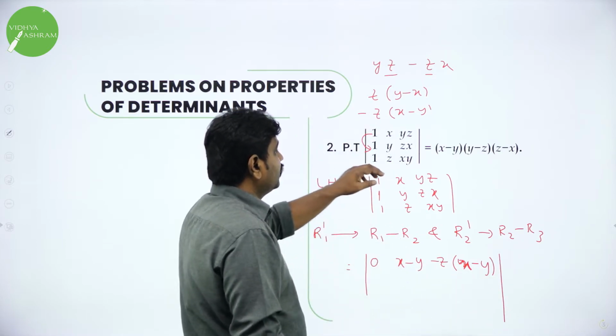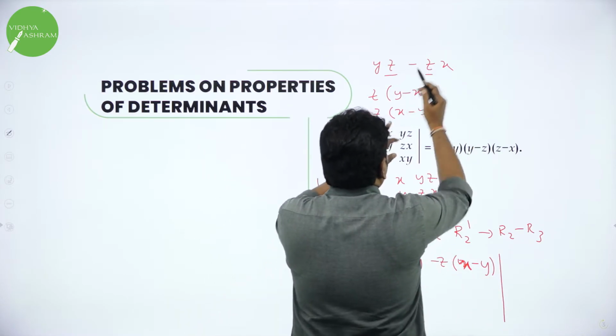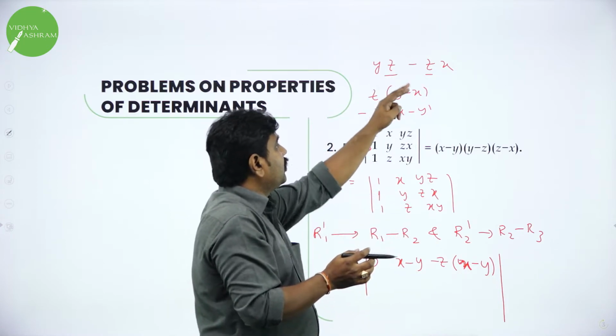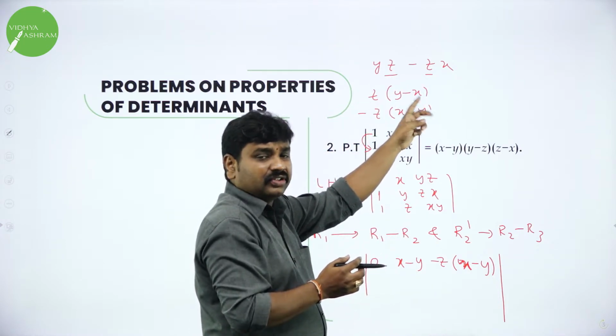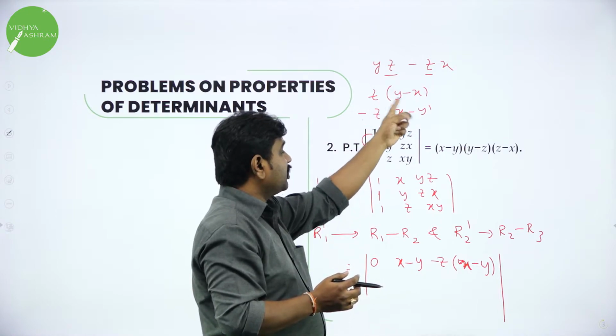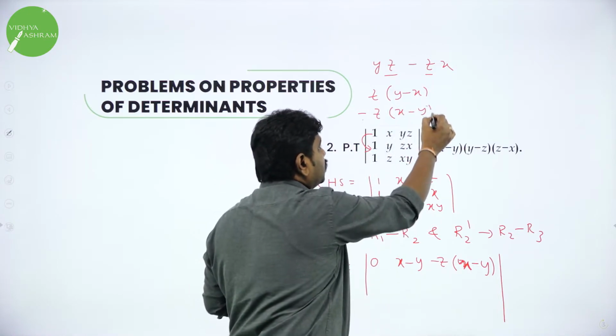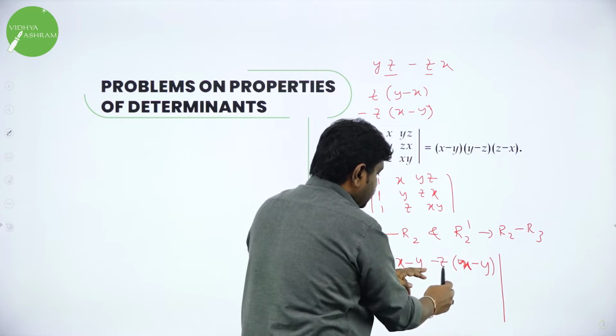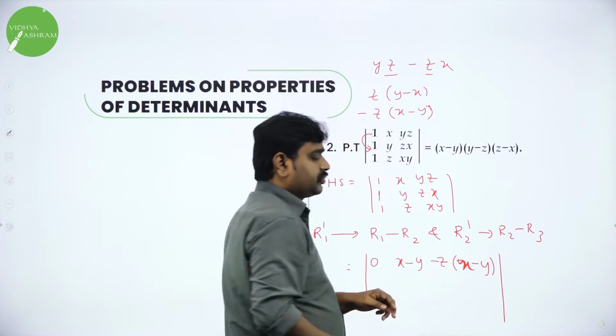When you subtract these two, yz minus zx. In these two, what is common? Z, take it out, it will become z into y minus x. Take minus out, y minus x becomes x minus y. So, that is what I wrote. After subtracting, minus z into x minus y, you will get x minus y.